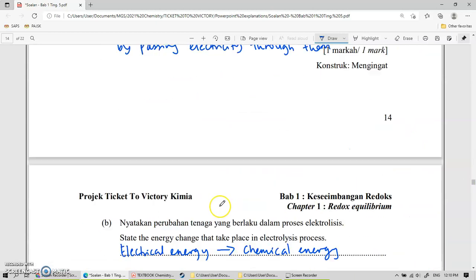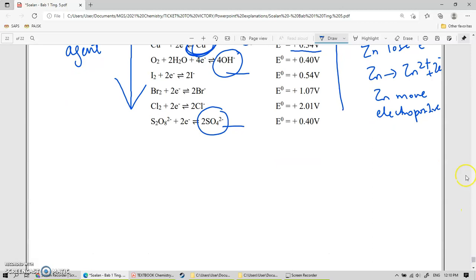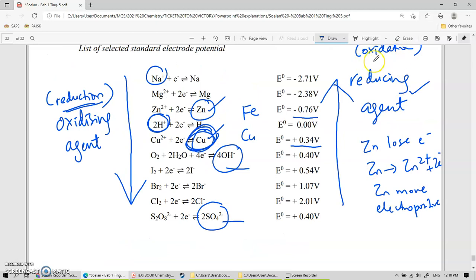This is the anode, electrode X. They're asking for electrode X. Electrode X is the anode. And you have to remember that oxidation always happens at the anode. So for the oxidation reaction, we are comparing your right hand. You put up your right hand. Your right hand is where the reducing agent is. So the one that is higher, OH- is the one that is higher.